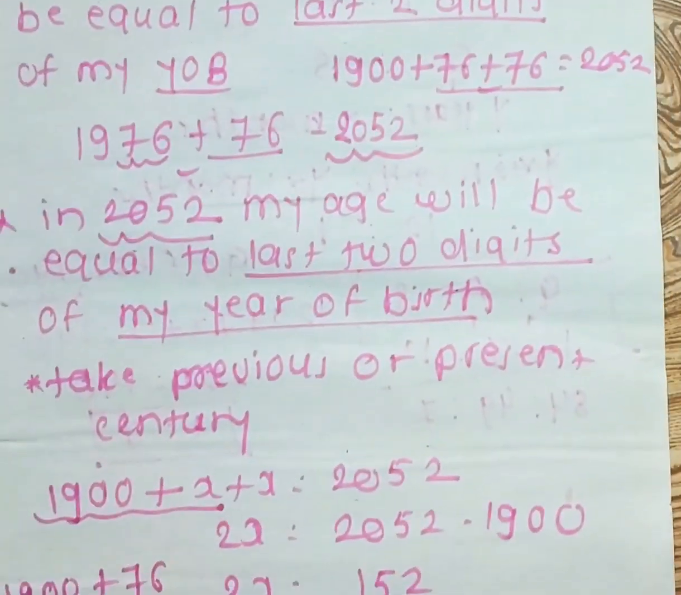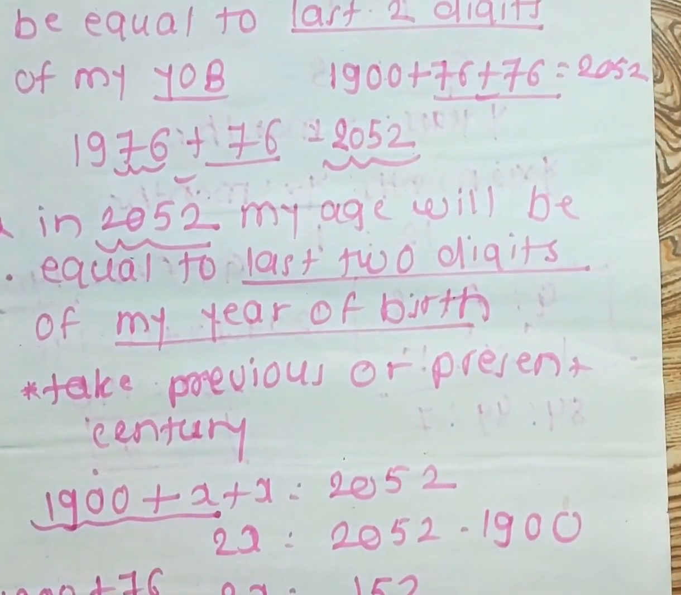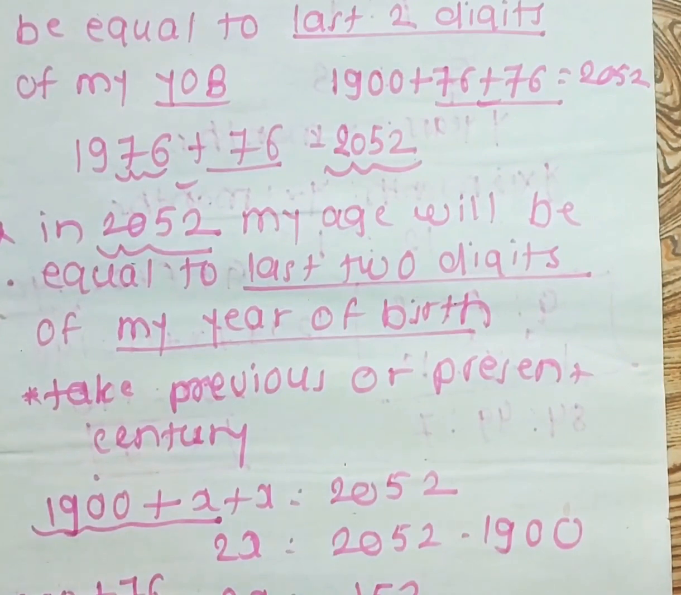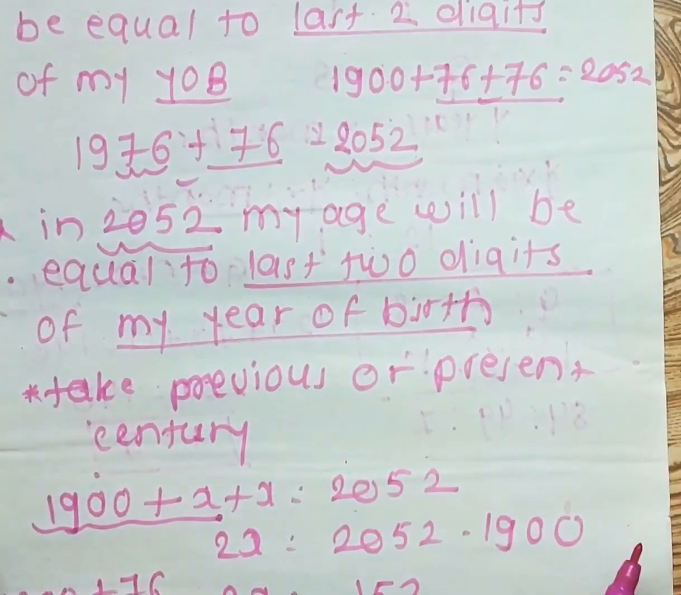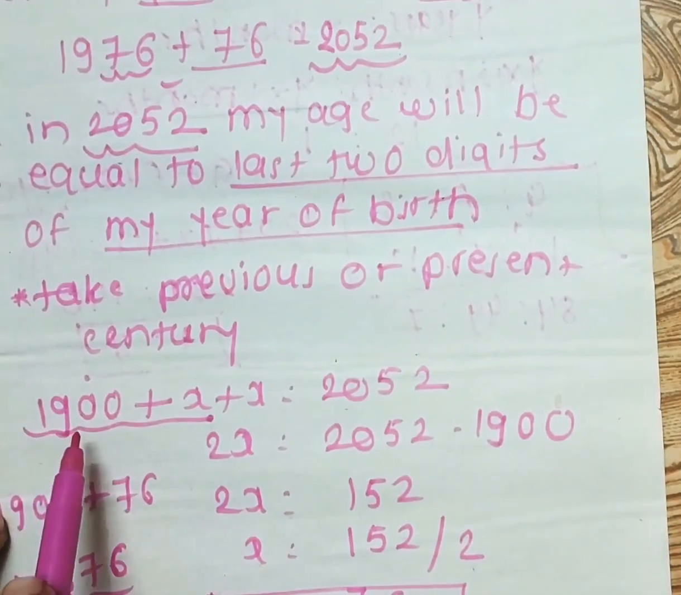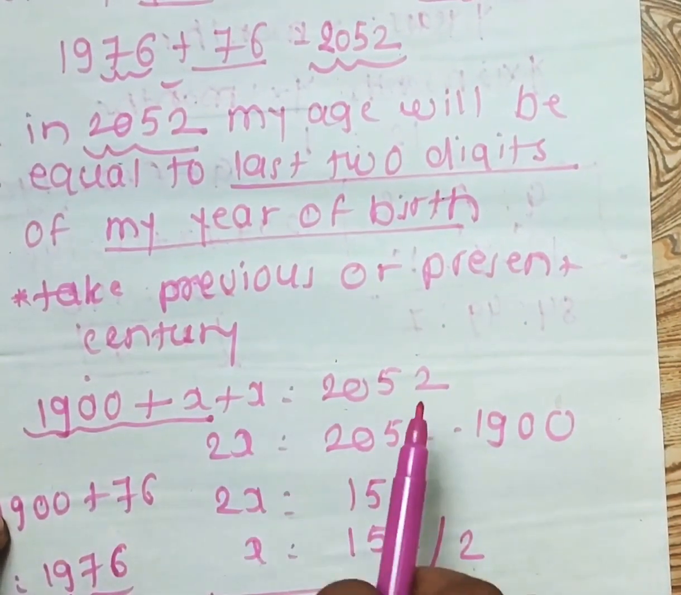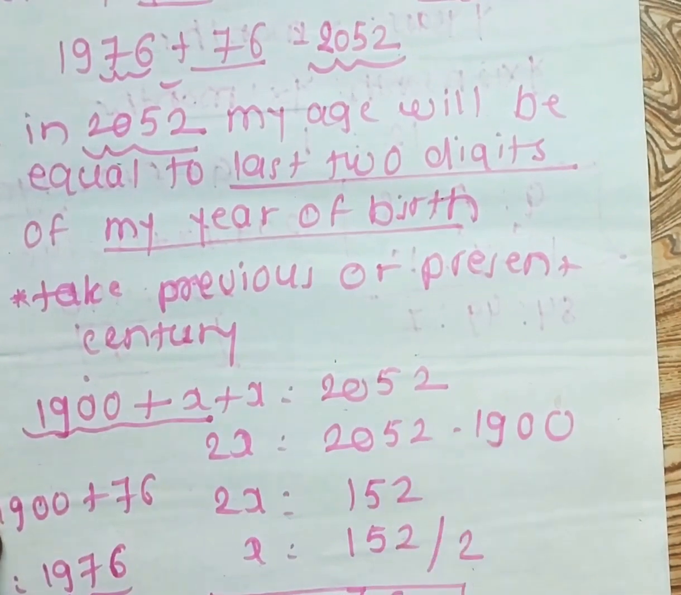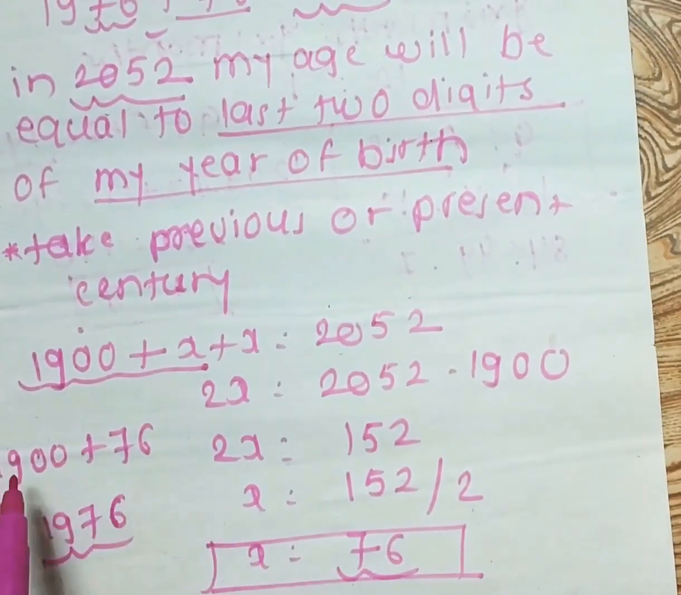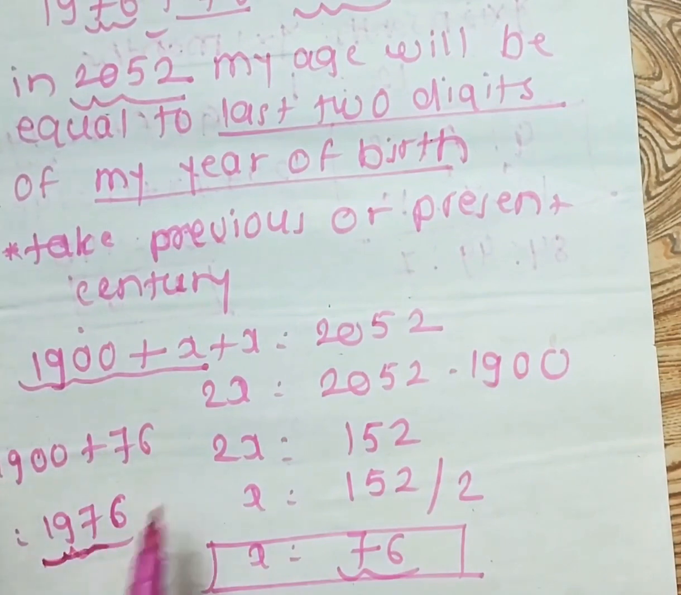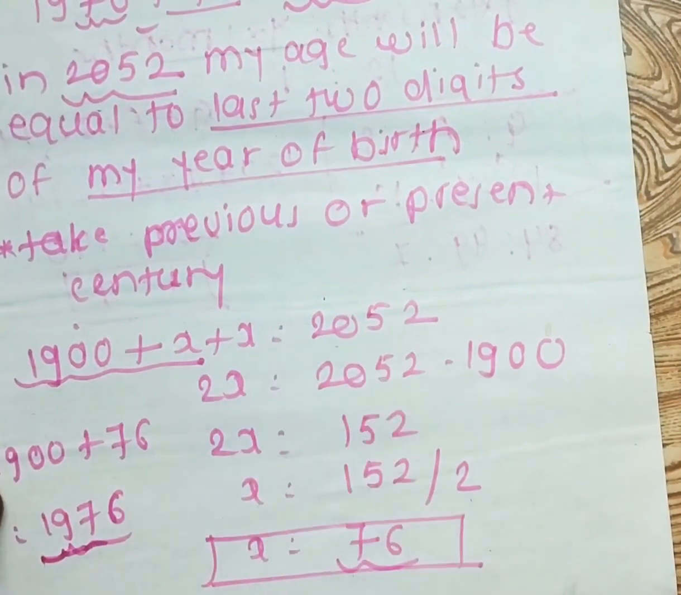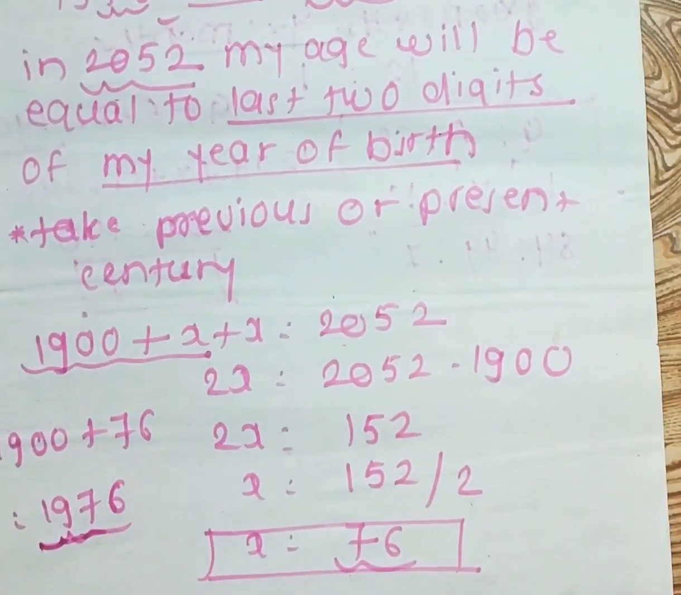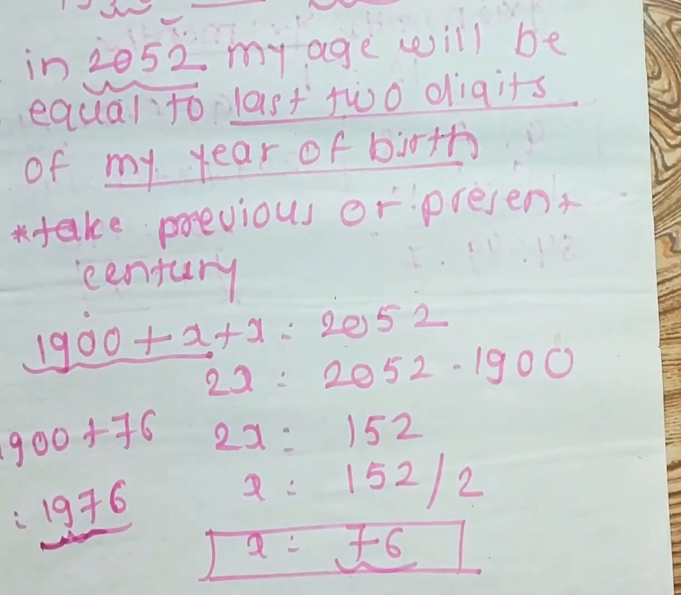Simple. If the question is in the reverse manner, in 2052 my age will be equal to the last 2 digits of my year of birth, find out my year of birth, then we just have to take the previous or the present century. I took the previous century: 1900 plus x plus x is equal to 2052. So I got x is equal to 76. So 1900 plus 76 is 1976. You can check it: 1900 plus 76 plus 76 is 2052. In this way we have to solve this example.